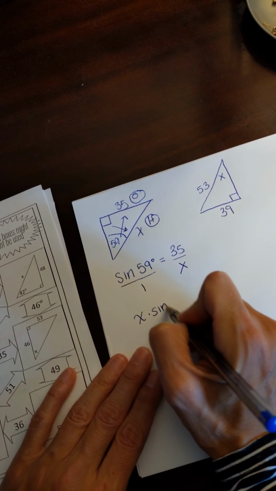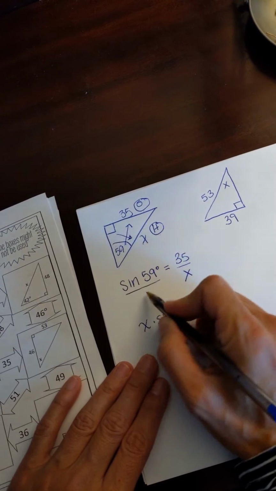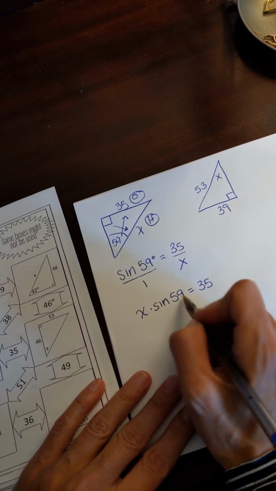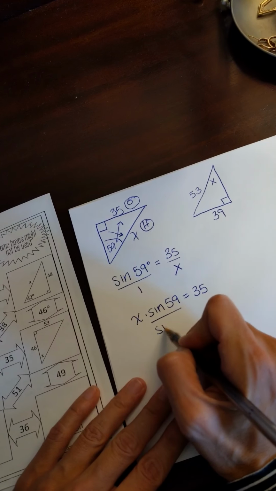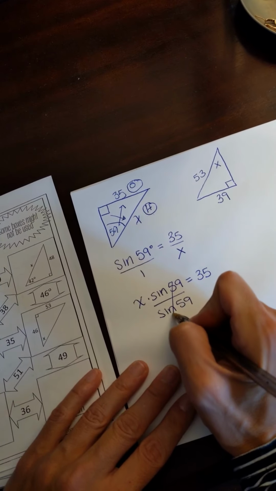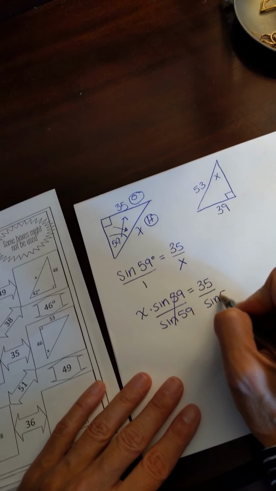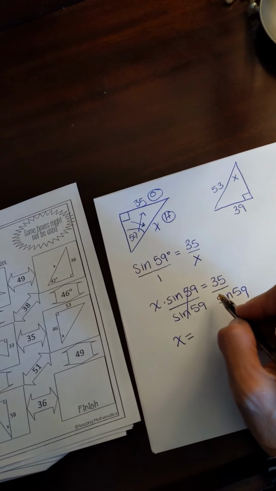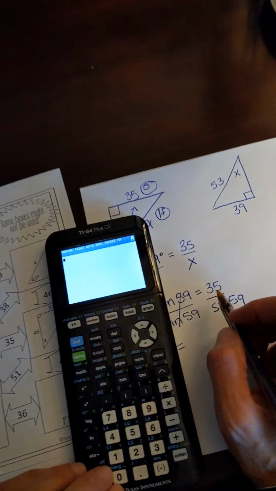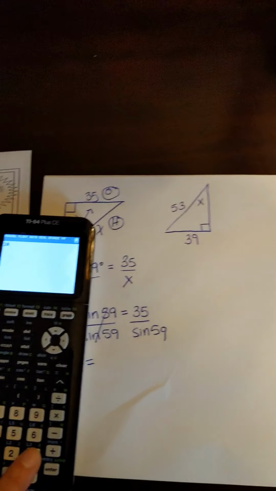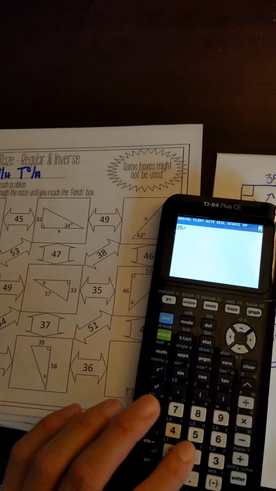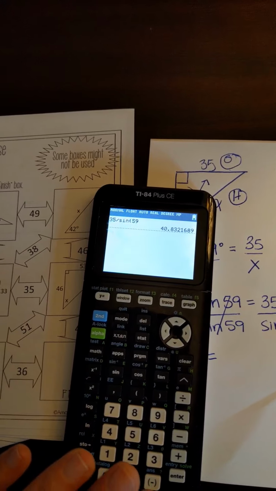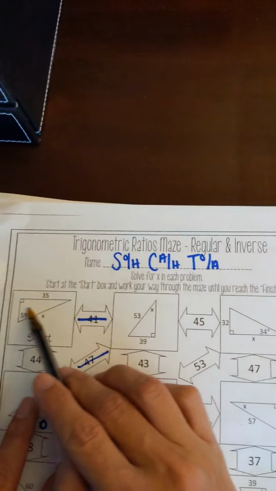X times sine 59 equals 35. X times sine 59. So undo that by dividing by sine 59. Anything divided by itself is 1. We have x alone over here. Calculator to the rescue here. 35 divided by sine 59. Enter. What do we got there? About 41. So, looking over here, 41.